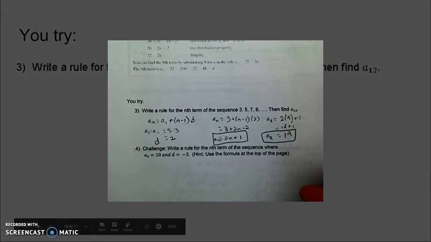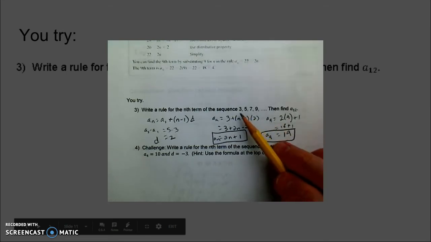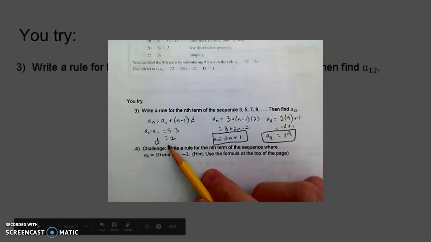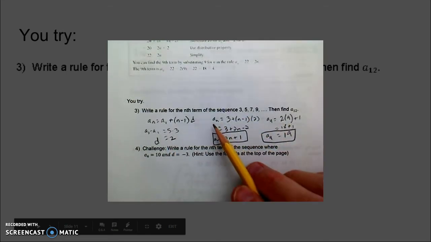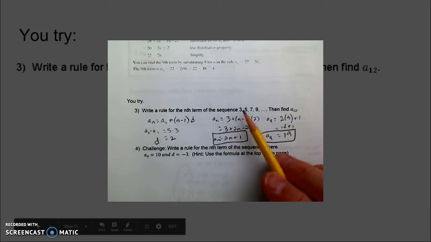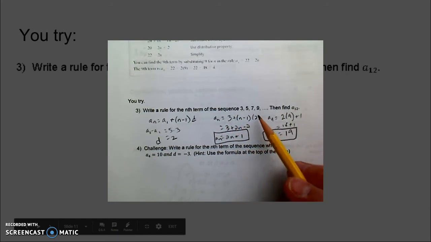So how did this one work out? a sub n equals a sub 1 plus quantity n minus 1 times d. So we need to find d, and we're already aware that this is an arithmetic sequence, so we're just going to subtract. a2 minus a1, 5 minus 3 gives us 2, so we know our d value is 2. A sub n now equals a sub 1, which is 3, plus n minus 1 times our d value, which is 2. So now we do the distributive property.